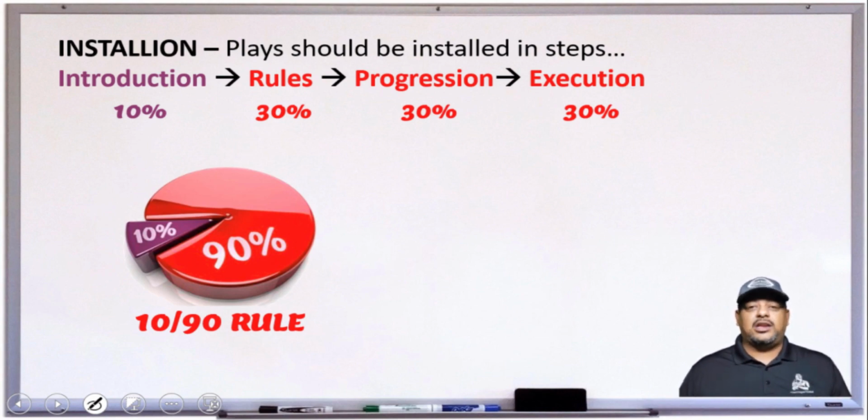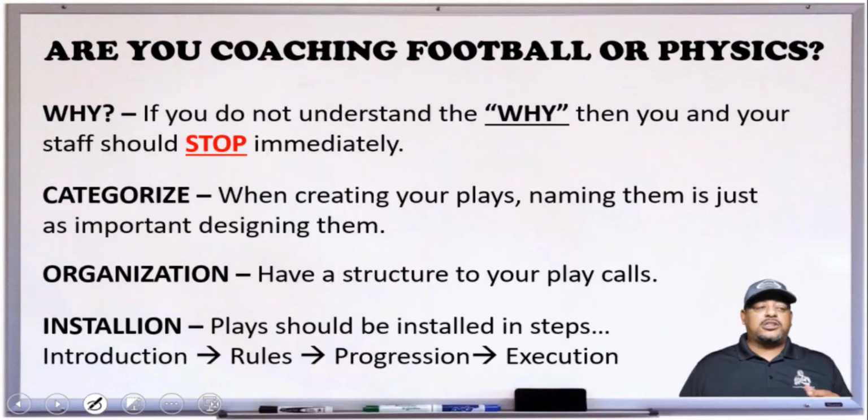So our 10-90 rule is huge, especially as a coaching staff, because all that other work that we put in actually is in reverse. We put 90% of our time into putting the play together and 10% just for the introduction. Well, on the flip side of that, if a player can't get it in 10%, as a coach, guess what? We've got to scrap it, because we weren't efficient and we weren't effective in putting that play together for those players.